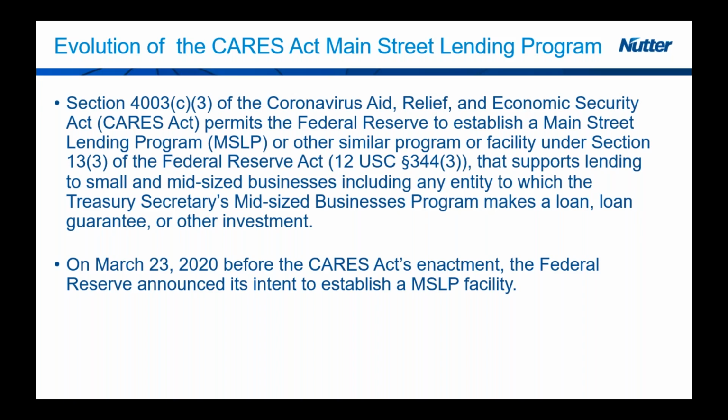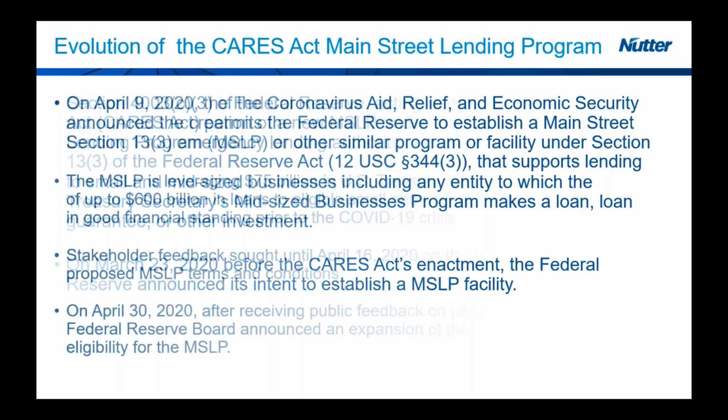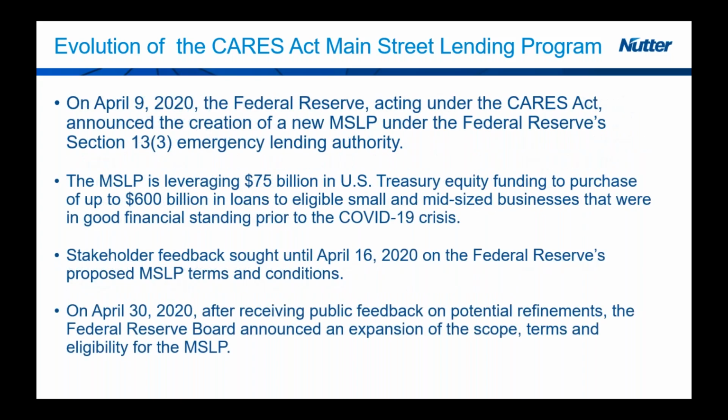Interestingly, the Federal Reserve announced its intent to establish a Main Street Lending Program facility on March 23rd, well before the CARES Act's actual enactment into law. This was a clear signal that it intended to support this key sector of the U.S. economy. On April 9th, the Federal Reserve followed up with a formal launch of the new Main Street Lending Program under its Section 13(3) Emergency Lending Authority.